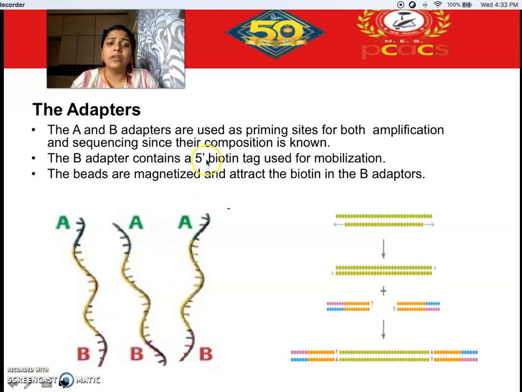Now the B adapter usually has a 5' biotin tag, which is used for immobilization. If you remember, biotin tags are added to one of the primers we had already discussed earlier. So these adapters will have this particular tag. Once this biotin tag is there, it is easier to bind these DNA fragments onto your magnetic beads, because these magnetic beads are coated with streptavidin. So the beads attract the biotin, because of the presence of biotin in the B adapter, so this can bind.